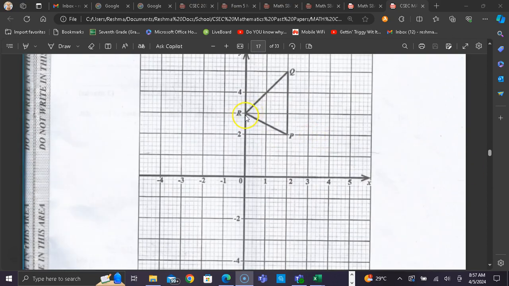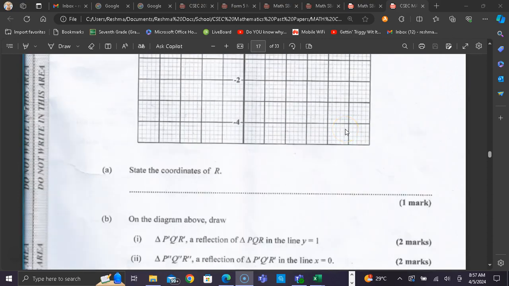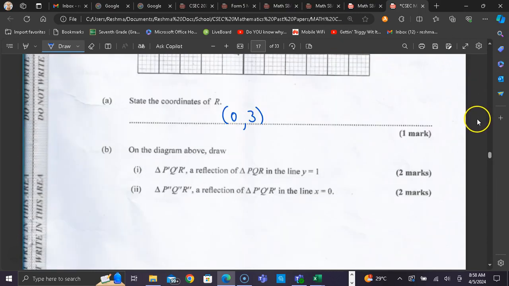R lies on the y-axis, so the x-coordinate will be 0, and the y-coordinate, since it's midway between 2 and 4, is 3. So the coordinates of R would be 0, 3. Okay, so let's look at part B.